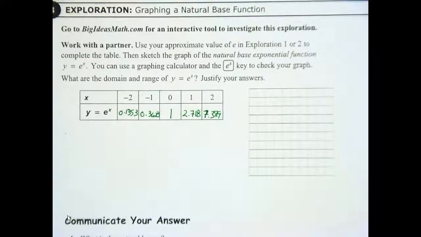Building our table now, right? Or excuse me, building our graph, plotting those points. Describe your domain and range. Okay, we're going to check our work.